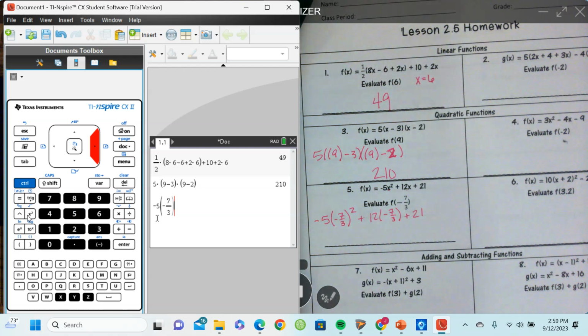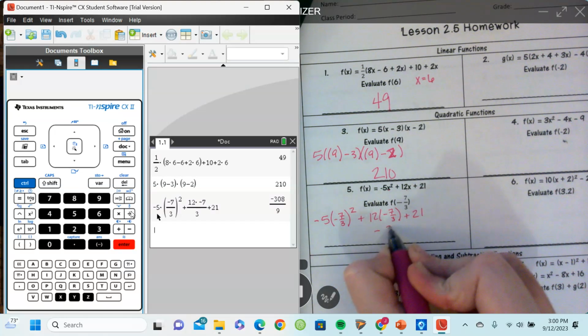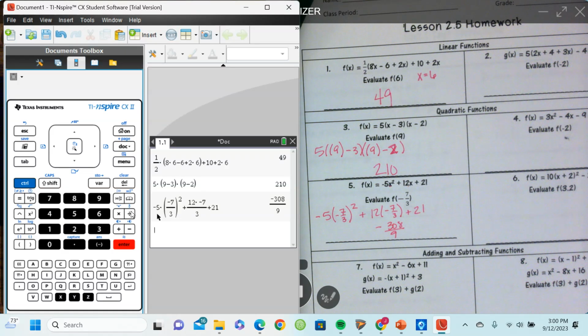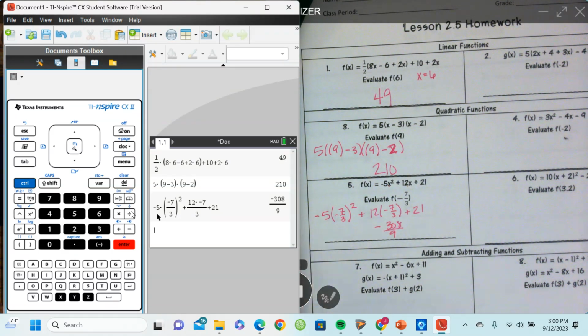To do an exponent of 2, it's this key right here next to the 4. If you hit that, it'll put the little 2 up high. Make sure you get out of the exponent. And just leave it in that form. If it gives you something wonky, it's fine. Just leave it in that form. Negative 308 over 9. So those are kind of the basics.